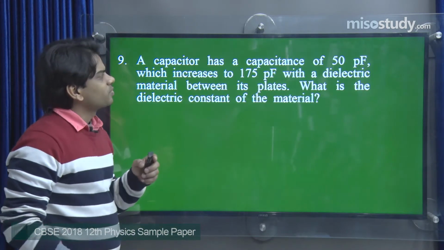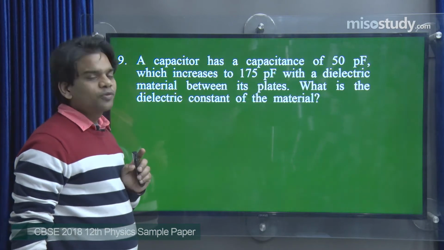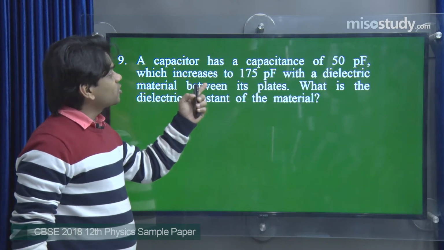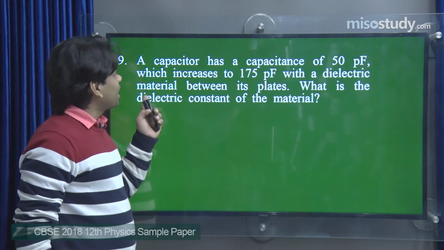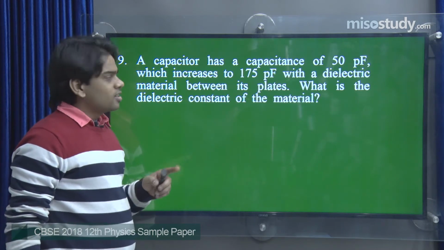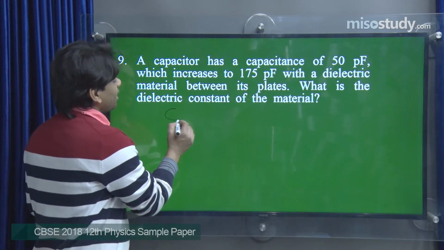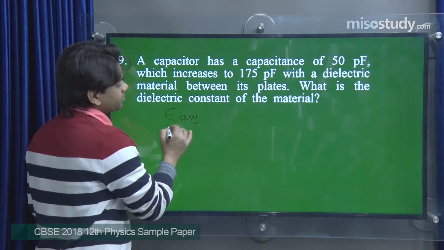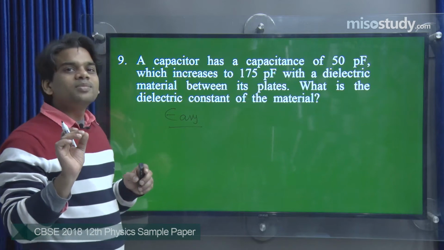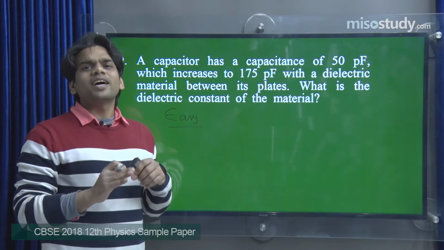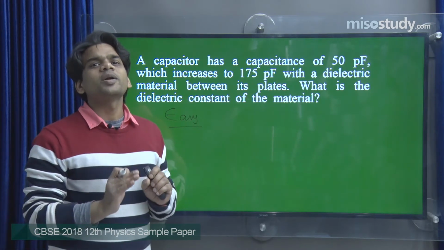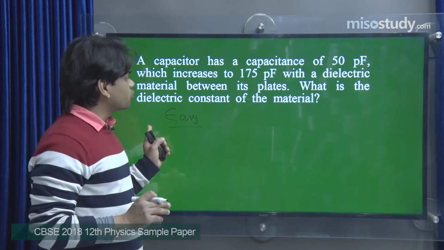Question number 9. A capacitor has a capacitance of 50 picofarad, which increases to 175 picofarad with a dielectric material between its plates. What is the dielectric constant of the material? First of all, let me analyze this question. Sometimes in a 2 marks question, you may get a very easy question. If you attempt that, it will be bonus marks for you. This is one among them.